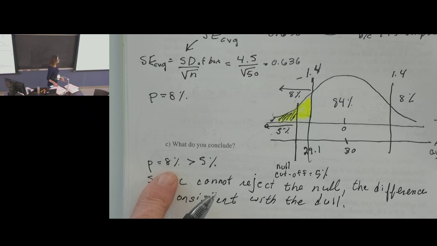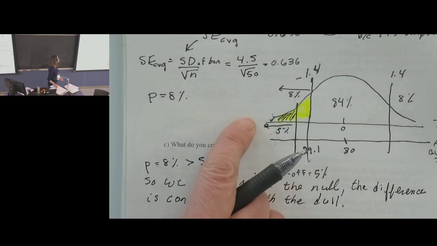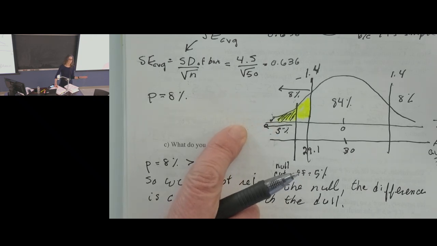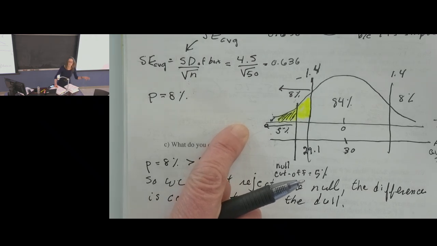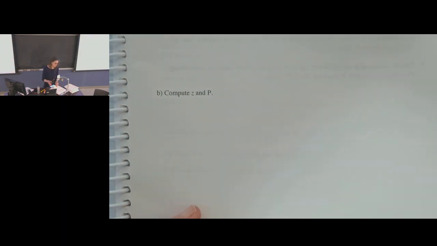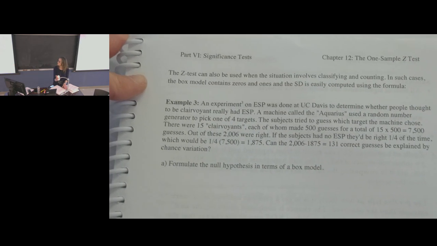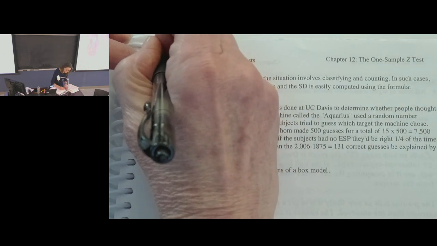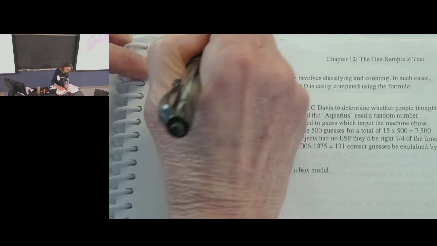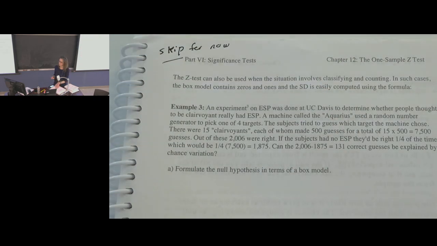Now, if it was way out here, we'd say we have overwhelming evidence that he's lying, or that the university's lying, or not lying, but inflating their data. Okay, should we move on? Is everybody good? All right. Now, why don't we skip this for now? You have a homework problem like it, so I'd like to do it, but I want to cover everything. We'll skip for now and see if we have time to go back to it.